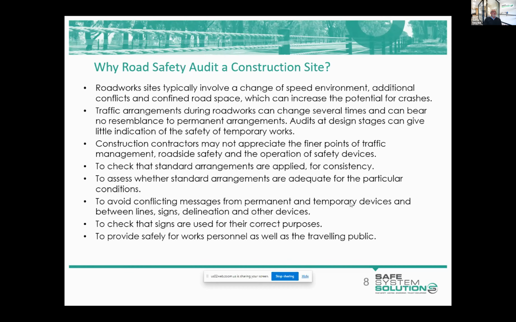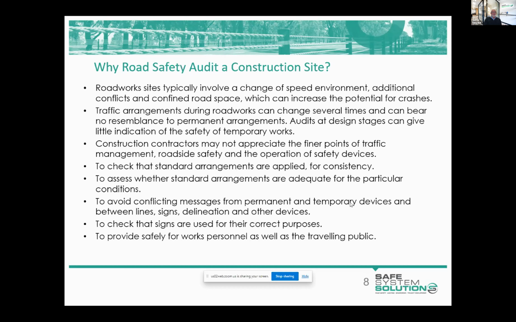Provide safety for works personnel as well as the travelling public. And I've harped on this the entire presentation, and I will continue to do that, because this is what we need to achieve to ensure that everybody gets through this site, that it's managed well, there's no guesswork, that the guidance for the travelling public is spot on, and the workers are contained, they know their area of working, they know the areas where the travelling public will be going through, and it's an exclusion zone.